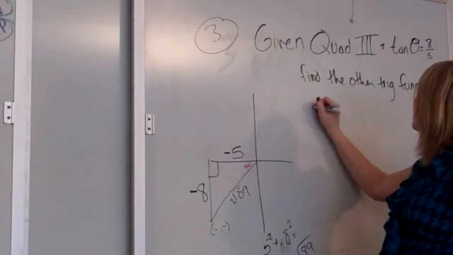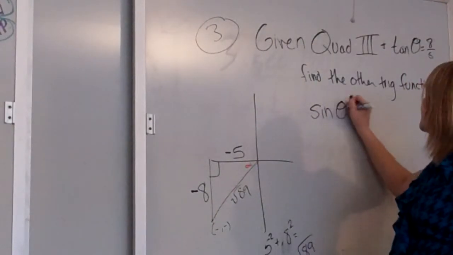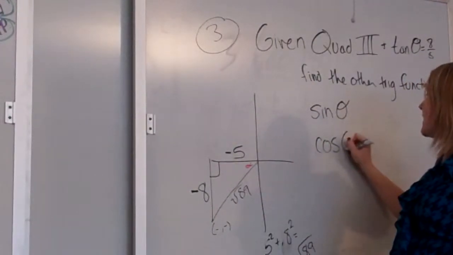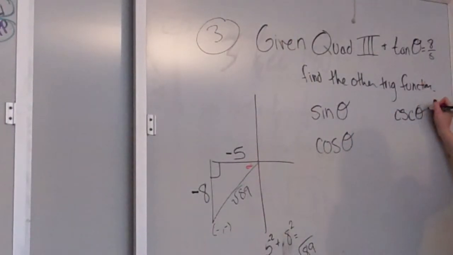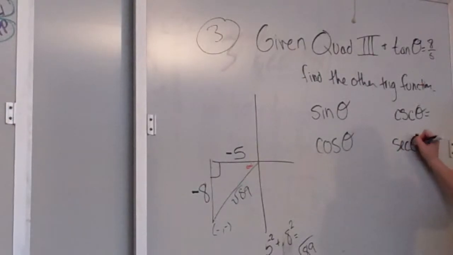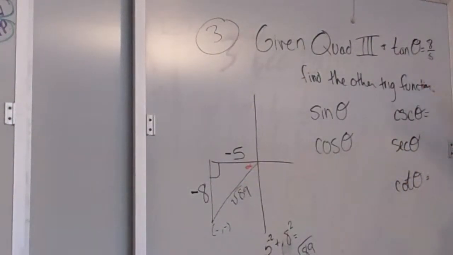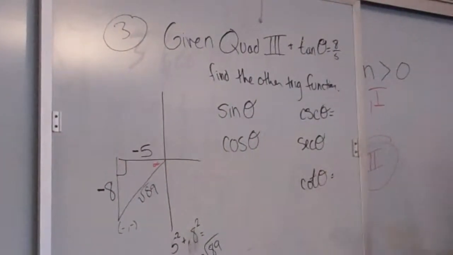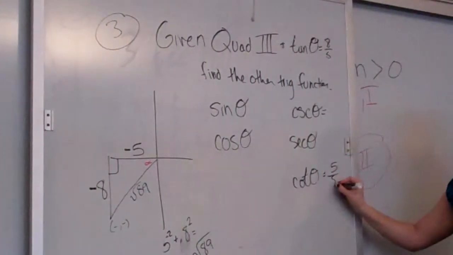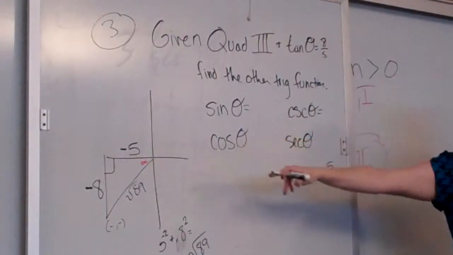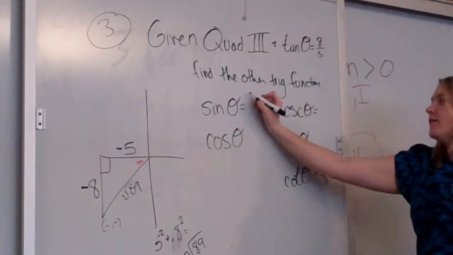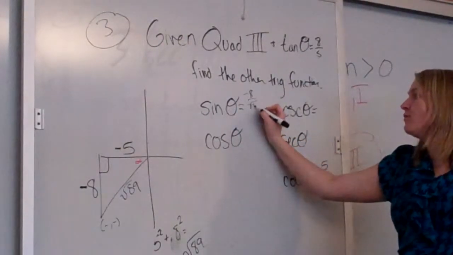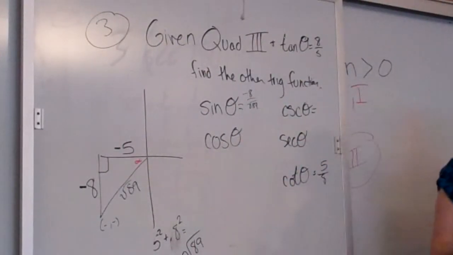Alright, so we need to find sine, cosine. We know tangent. We're going to then find cosecant, secant, and then finally cotangent. Now, cotangent should be easy because it's just the reciprocal. 5 over 8. What is sine going to be? And we'll use the triangle's reference. Negative 8 over square root 89. We'll go ahead and rationalize that in just a minute.